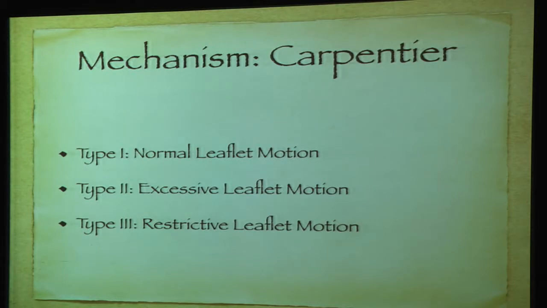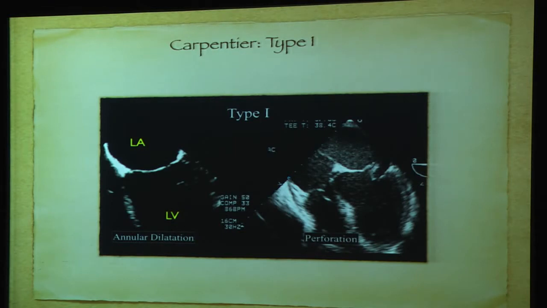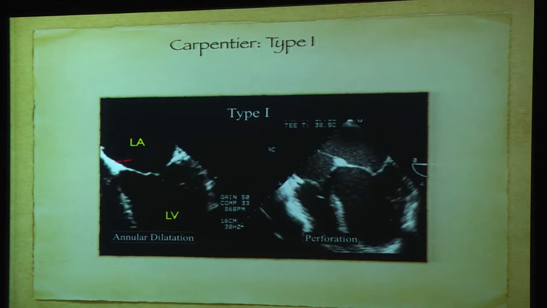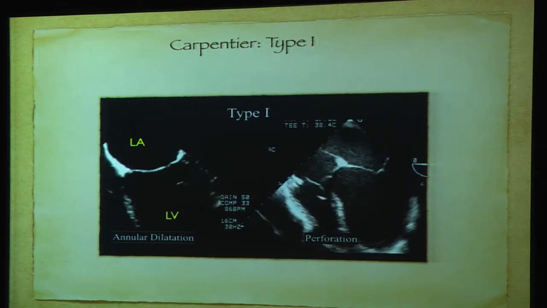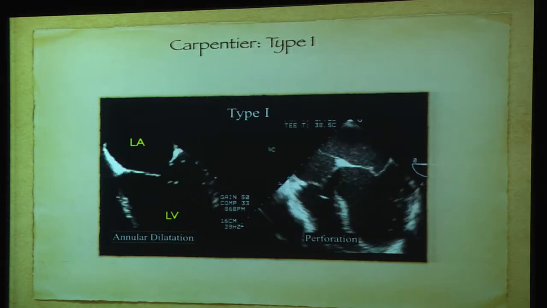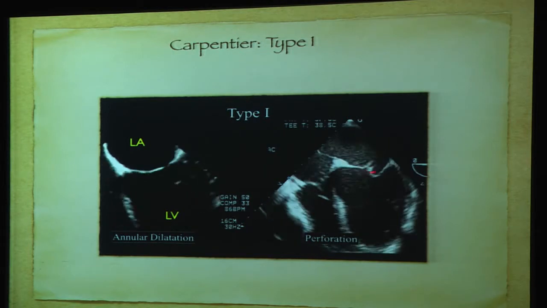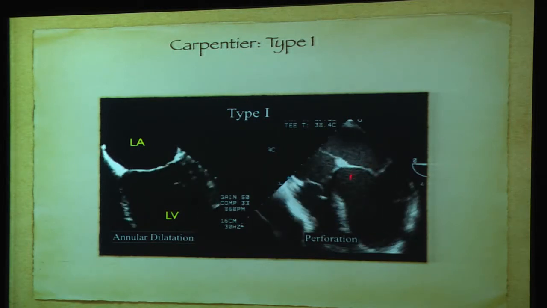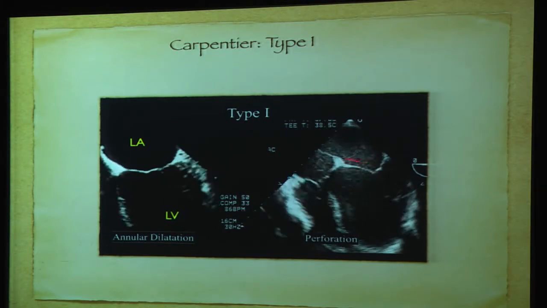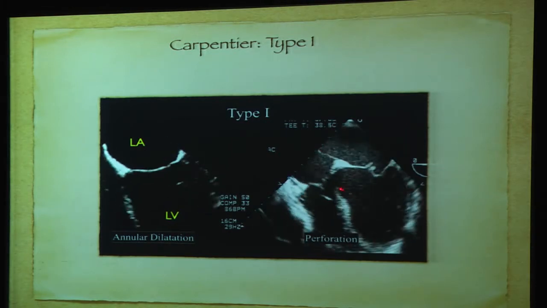Type 1 is normal, type 2 is excessive, type 3 is restrictive leaflet motion. This is type 1. On the left-hand side, I have the annular dilation because of the stretching of the annulus, which causes the leaflets to not coapt with each other, and that's what causes the MR. The other thing you can have is endocarditis or a lesion that can cause perforation here, which will cause the MR. So that's type 1, where the leaflet motion is normal.